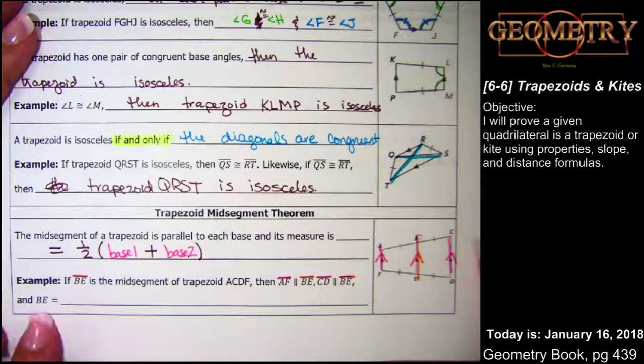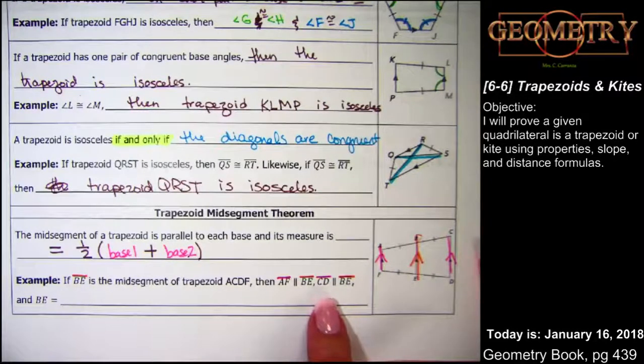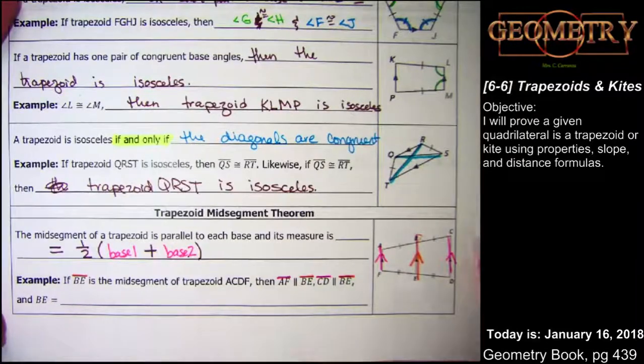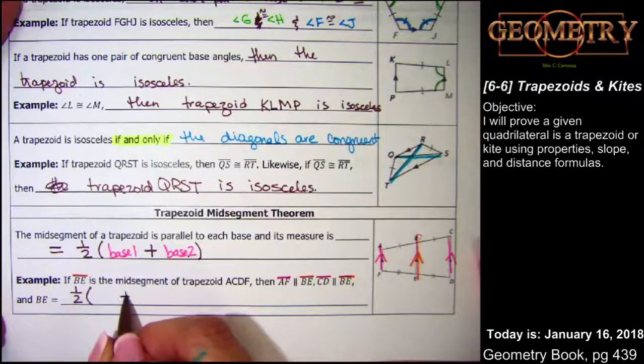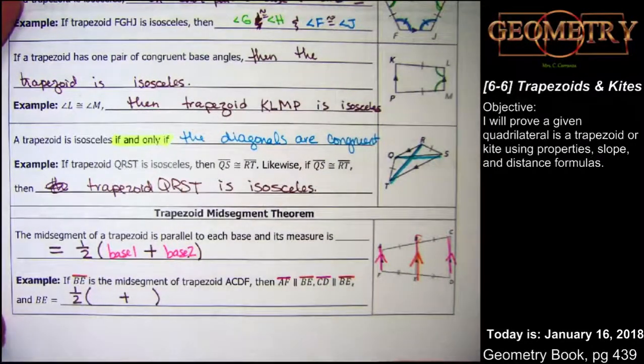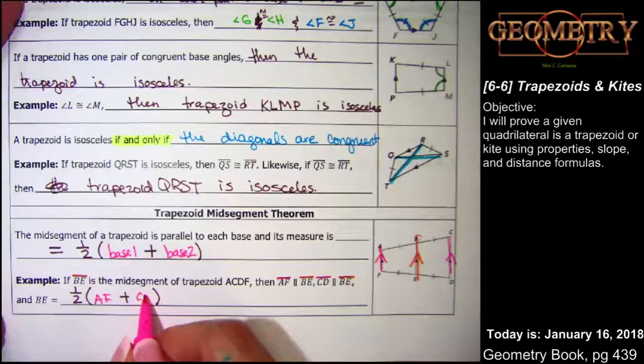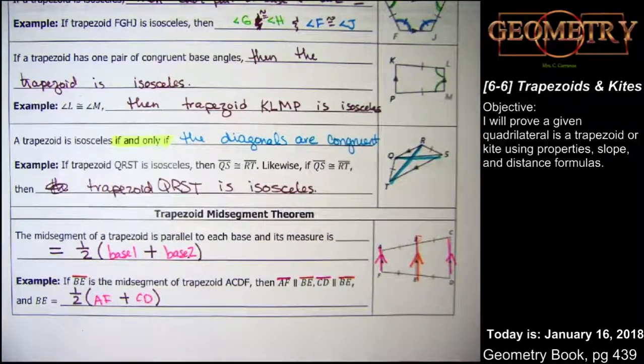And the measure of BE, notice the difference in the symbols. Here I was reading line segment BE, and here I said the measure of BE. Okay? All right. The measure of BE equals, I'm going to use this formula. It equals 1/2 whatever I get when I add the bases together. Give me the name of one of the bases. AF. And the name of the other base? CD. And if you got told any two of those three bits of information, you could find the third. Let's practice this. Turn the page.